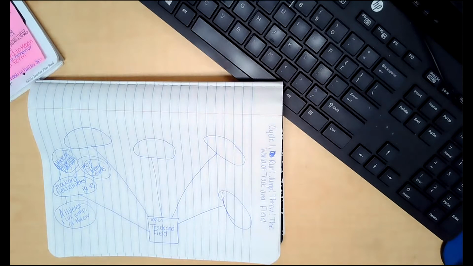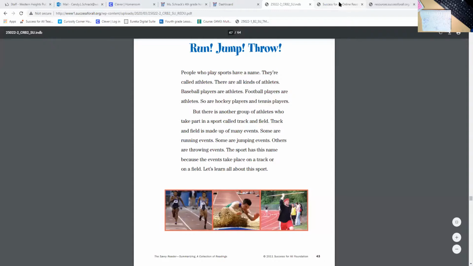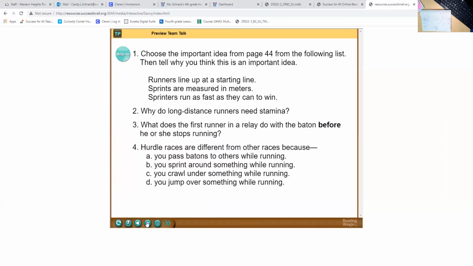So let me go back and share my screen. Okay, so I'm just going to go over our questions. The first one says, choose the important idea from page 44 from the following list. Then you have to tell why you think this is an important idea. Runners line up at a starting line. Sprints are measured in meters. Sprinters run as fast as they can to win. So you're going to choose the important idea and then tell why you think it's this important idea. So you're going to support your answer.